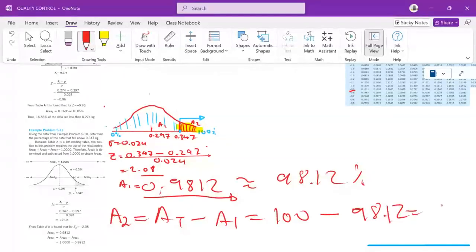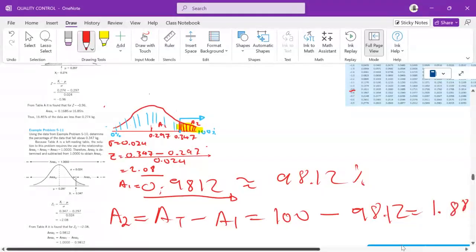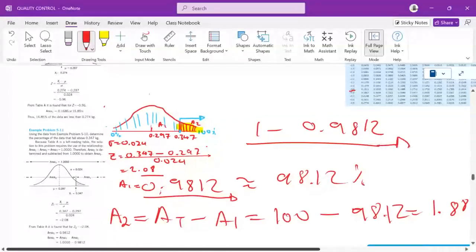Hundred minus 98.12 is 1.88. You could use this and say 1 minus 0.98, like that. No crime committed. You could. So now that is your 1.88%.